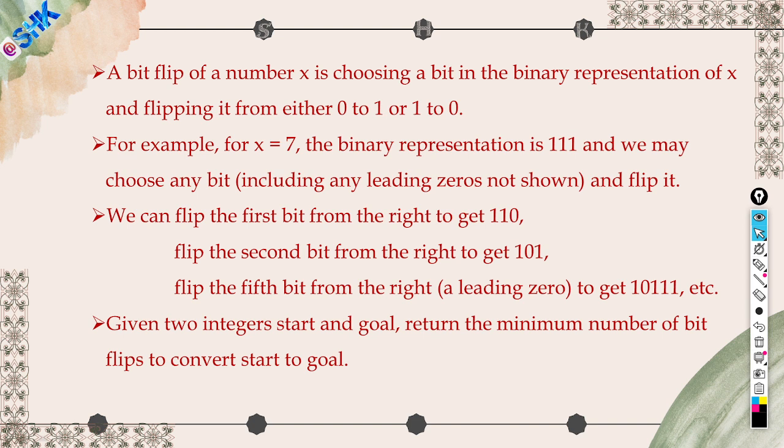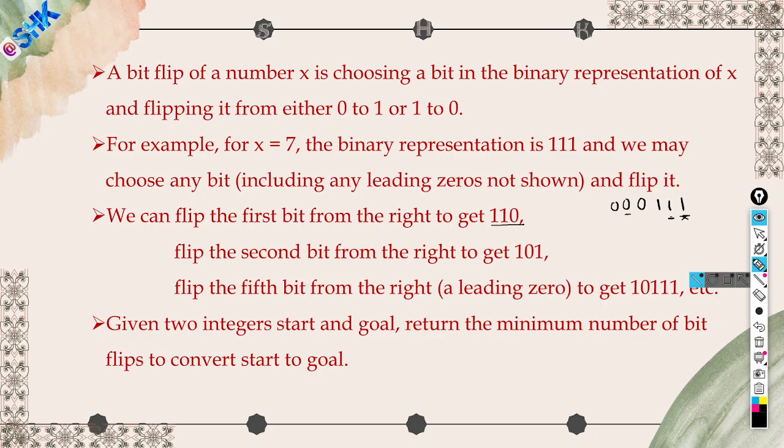So in this binary representation, we have 111. If you consider the MSB bits, those will be 0. So we can flip the first bit from the right side to get 110. That is, if you flip the LSB, we are going to get 110. Now, if you flip only the second bit, then we are going to get 101. Suppose you are considering the leading zeros, and you flip the fifth bit from the right, 1, 2, 3, 4, 5, then we are going to get 10111, etc.